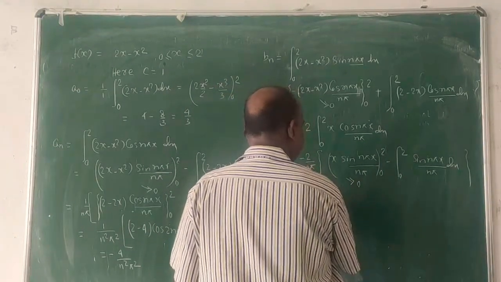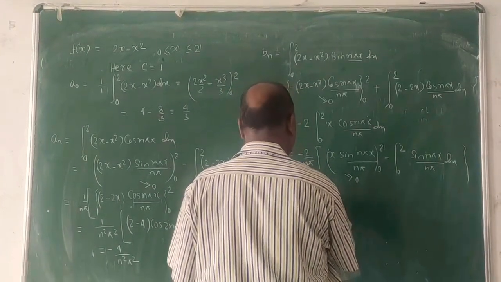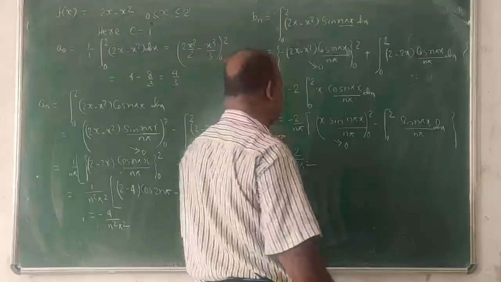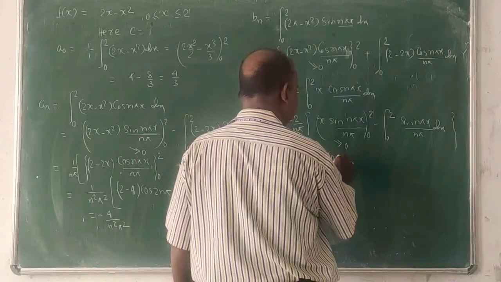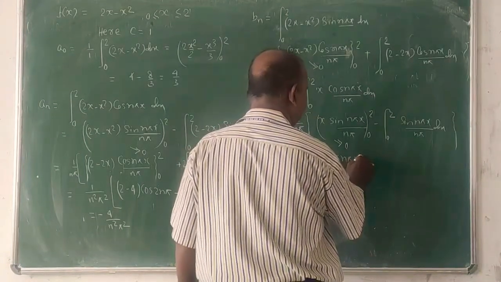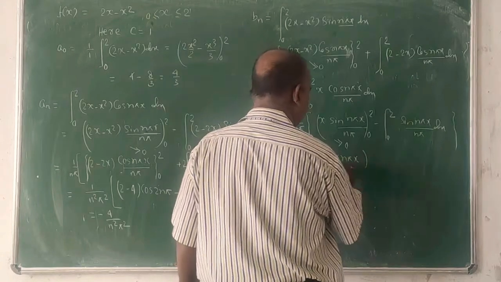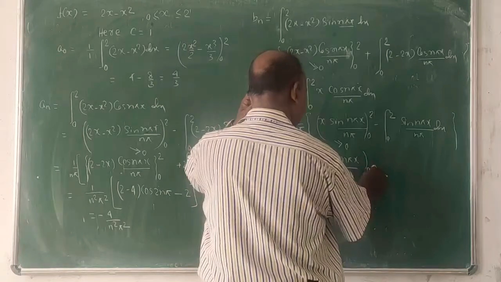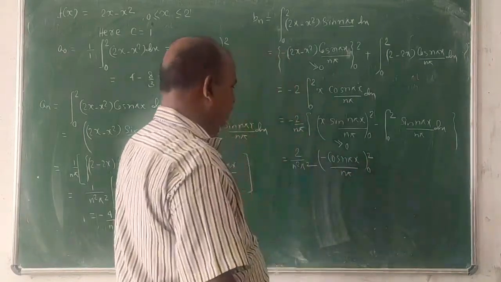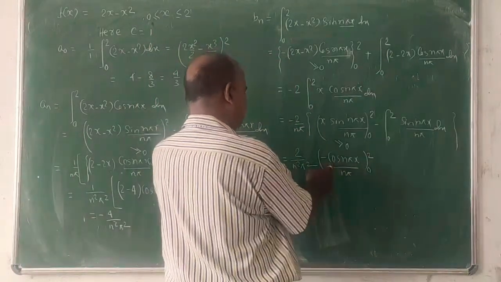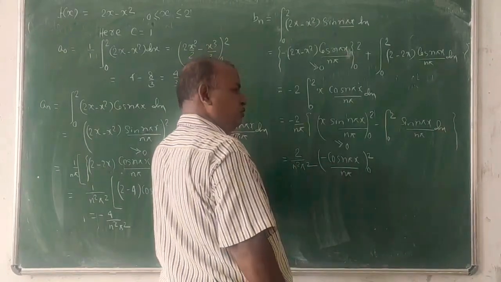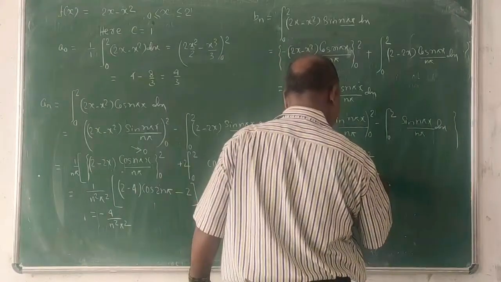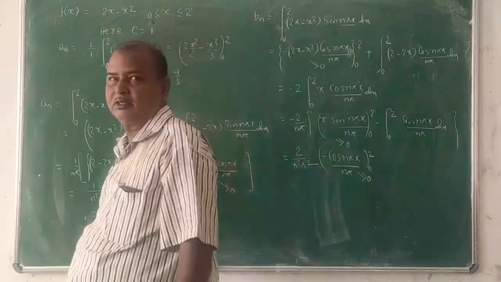Now this becomes 2 divided by n square pi square. The integration of sin is minus cos, so minus cos of n pi x divided by n pi, with range 0 to 2. This part is 0 because minus 2 n pi is 1, minus 1 and plus 1 cancel. So the value of bn is 0.